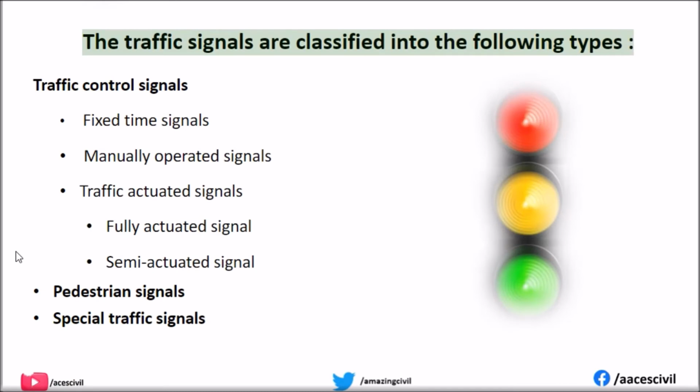The traffic signals are classified into the following types. Traffic control signals. Fixed time signals. Manually operated signals. Traffic actuated signals. Fully actuated signal. Semi-actuated signal. Pedestrian signals. Special traffic signals.